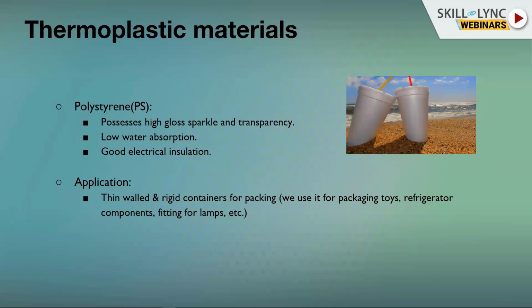And next I go through polystyrene. It possesses high gloss, sparkle and transparency. It has low water absorption, and also has good electrical insulation. And the application here you see is a container which is used for hot and cold beverages. And also if you see some of the packages like a refrigerator component, toys, it's all polystyrene.